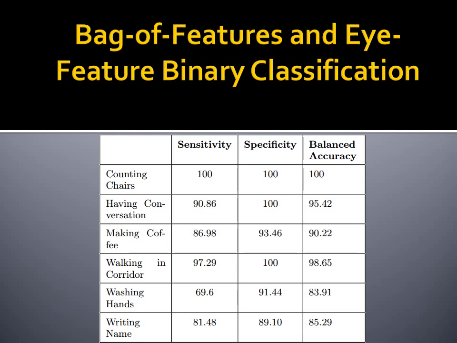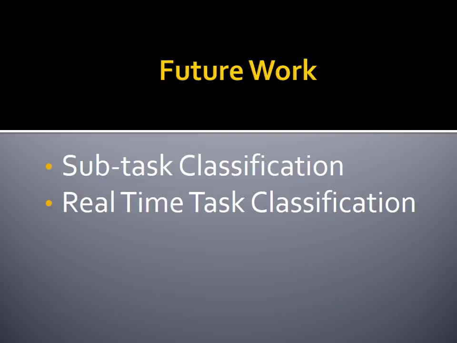Here we see the binary classification for the combination of bag of features and eye features. This raised the overall balance accuracy to 92.25% as opposed to the 78 and 79% accuracies we were getting with each technique individually. As you can see, the results of our technique are very promising.